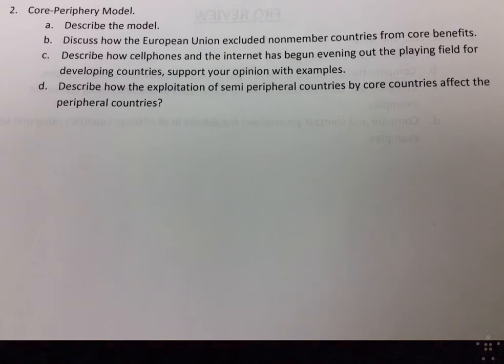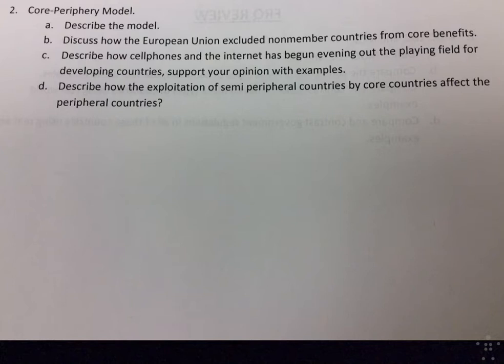B, discuss how the European Union excluded non-member countries from core benefits. So this is focusing the core-periphery model on Europe back during the development of the European Union. Europeans withheld advances in shipping, communications, and technology from non-member countries so that they can retain domination of those societies.